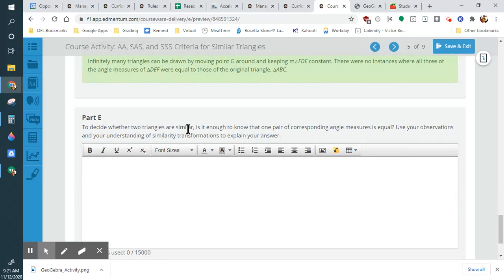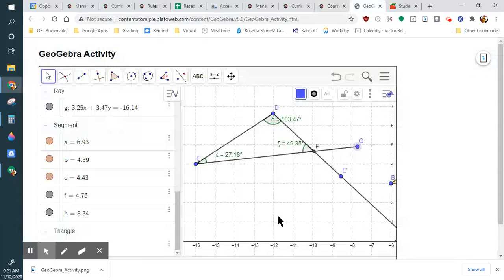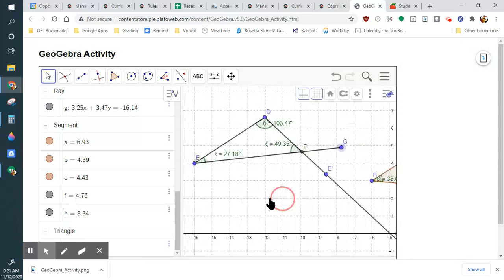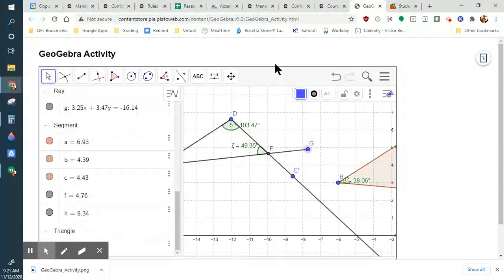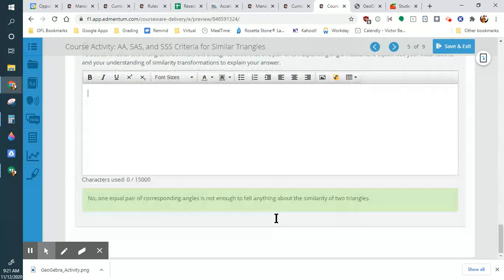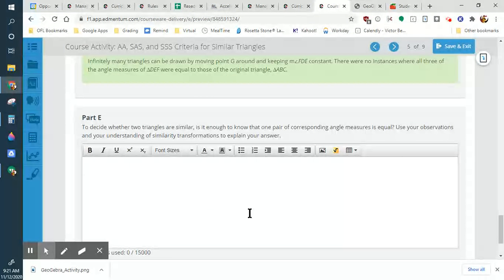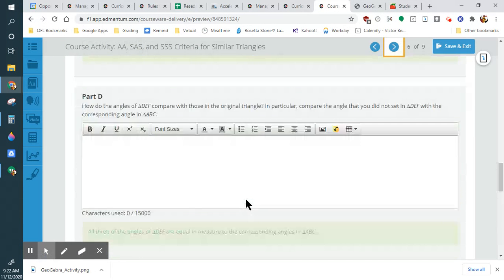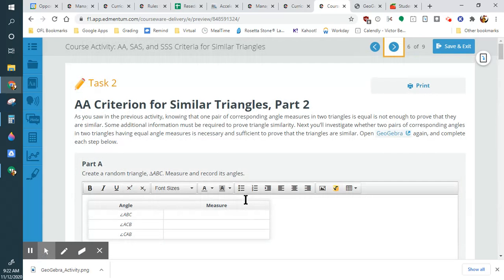It's to decide whether the triangles are similar enough to know one pair of angles. So this one's just saying that if only one pair of angles, are they similar? And that's why they're having you measure all the angles. If they're similar, all of these should always be the same. So that's an indication that it probably is not enough information to say that they're similar. And just use your own words on describing why that is.